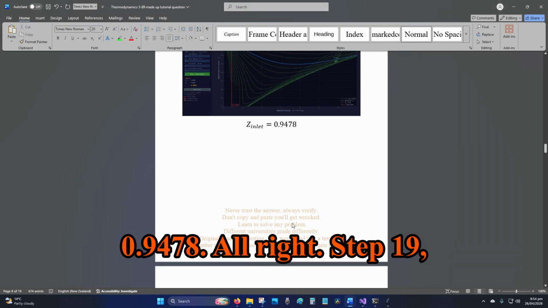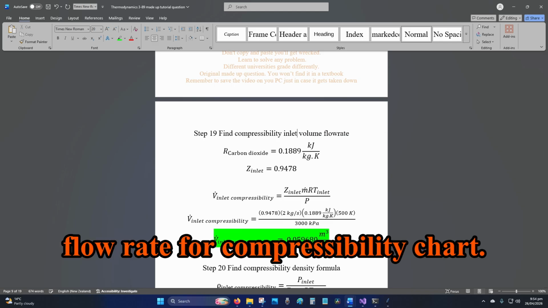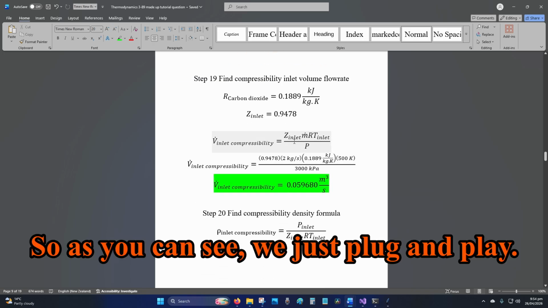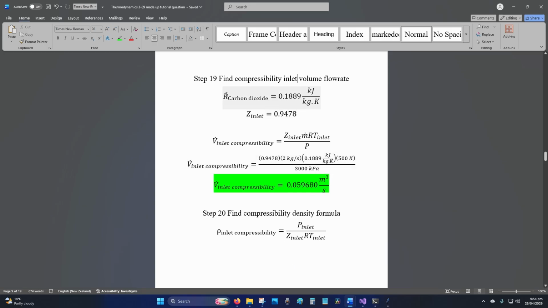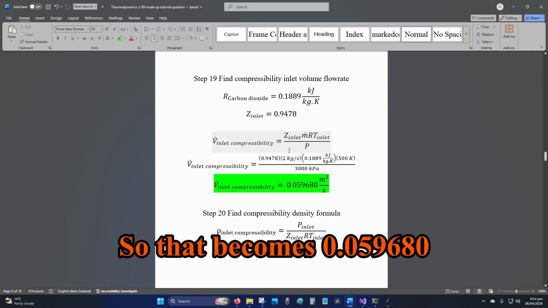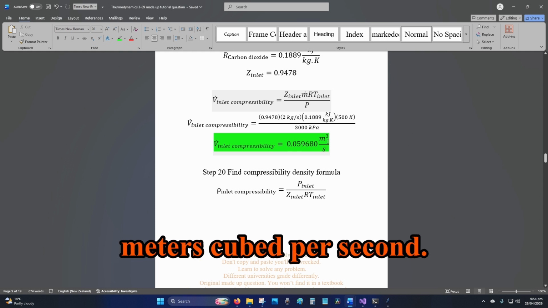Alright. Step 19. We can now find the inlet volume flow rate for compressibility chart. So as you can see, we just plug and play. We've got the gas constant and we just found the Z factor. So that becomes 0.059680 meters cubed per second.